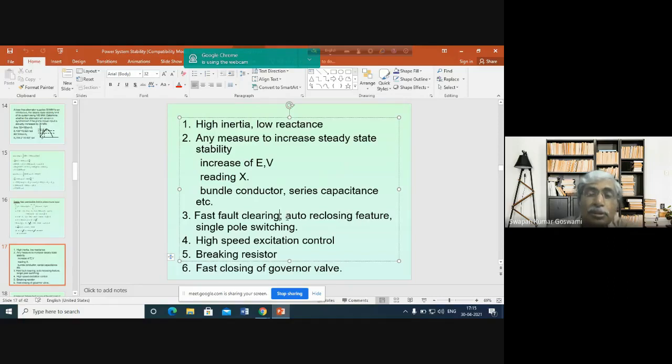Auto reclosing feature means, since you have not studied circuit breakers, you will not understand this to the full extent now. But still, let me discuss this issue. What is the auto reclosing feature? In a power system, faults will always occur. And where will the faults occur? Because the transmission lines are bare conductors. We use bare conductors in our transmission lines.